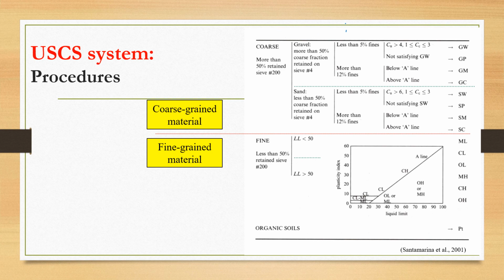Okay, so step one is to determine the percentage of particles retained or passing on sieve number 200, because we want to identify whether the soil sample is dominated by coarse or fine. So you have to look at this information, and you need to check sieve number 200. Why? Remember, sieve number 200 is the boundary between coarse and fine.